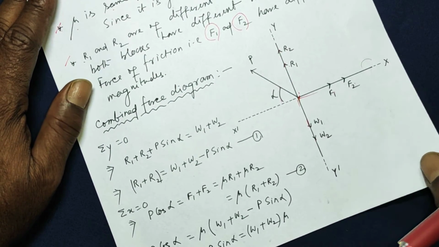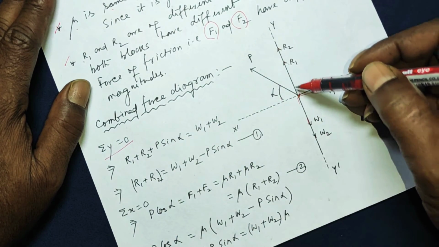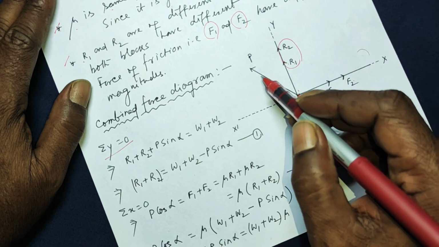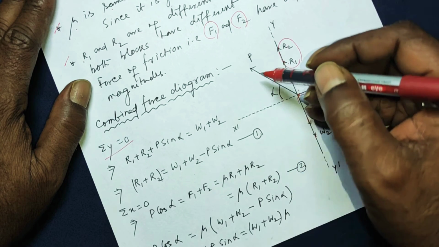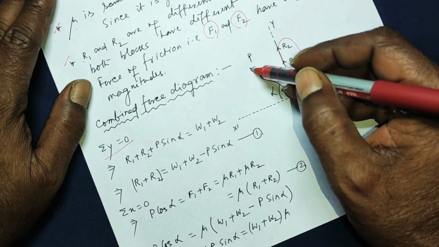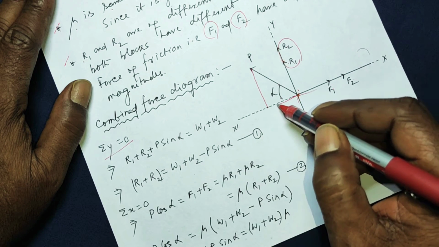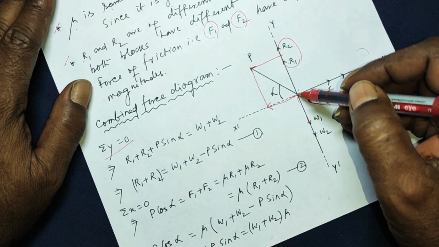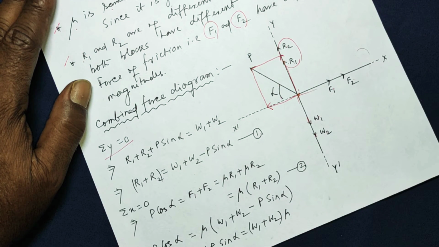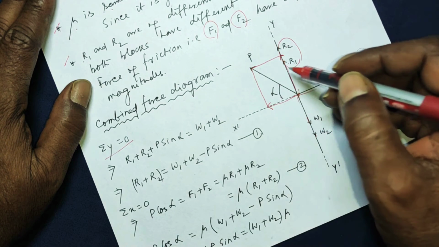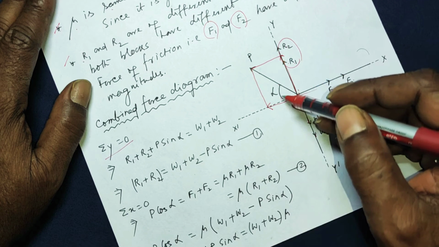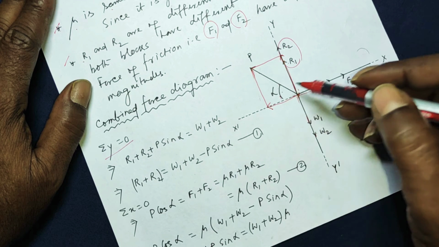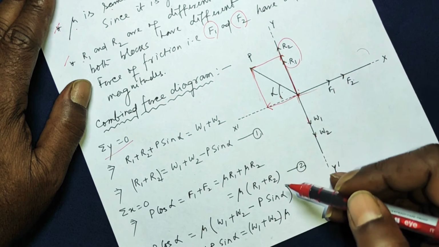Let us apply sigma y equal to 0, that is, the sum of the forces along the y-axis is 0. R1, R2 are in the same direction, and there is a component of P. If you drop a perpendicular, this is the component of P along the negative x-axis, and from here to here is the component of P along the positive y-axis. This component will be P times sine alpha. How do you get that? In this triangle, if you take sine alpha and cross multiply, you get this length as P sine alpha.